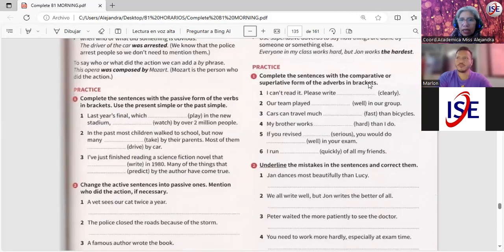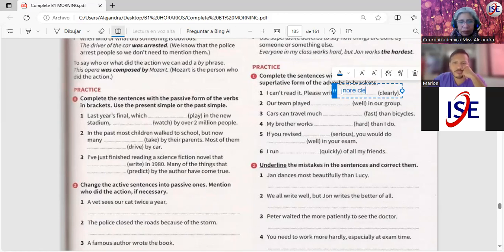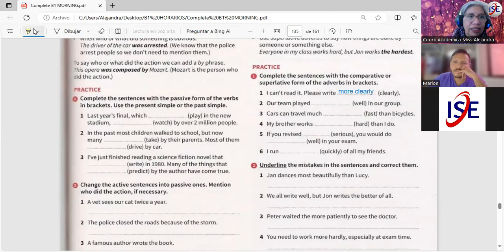So if we have here comparative or superlative, I can't read it, please. Clearly. Clear, more clearly. Why more clearly? Say, wait, teacher. Clear, clearer, because it's short. But in this case, this thing is an adverb, because it finishes in ly. And adverbs are considered long adjectives. So we don't say clearlier, but more clearly.